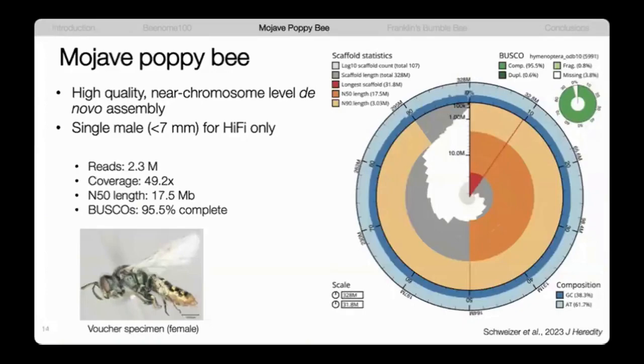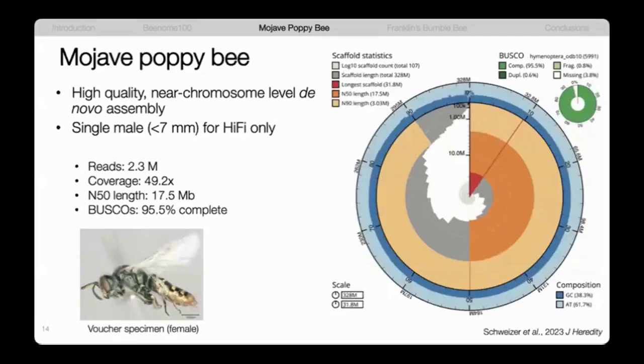Using DNA from a single male specimen, the Beenome100 team generated long-read sequencing data, and we subsequently assembled a high-quality, near-chromosome-level de novo genome. The quality of this genome is fairly remarkable given the really small size of the organism and the fact that at the time it wasn't properly preserved in the field in ideal conditions for long-read sequencing. The genome is around 330 megabases.